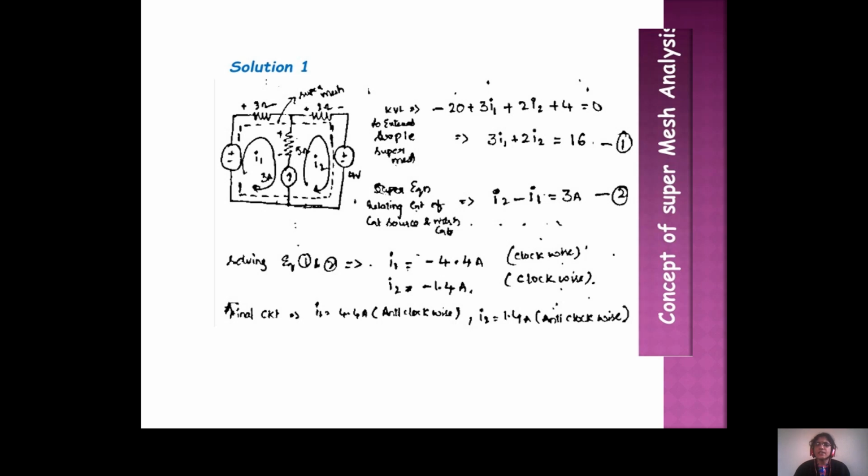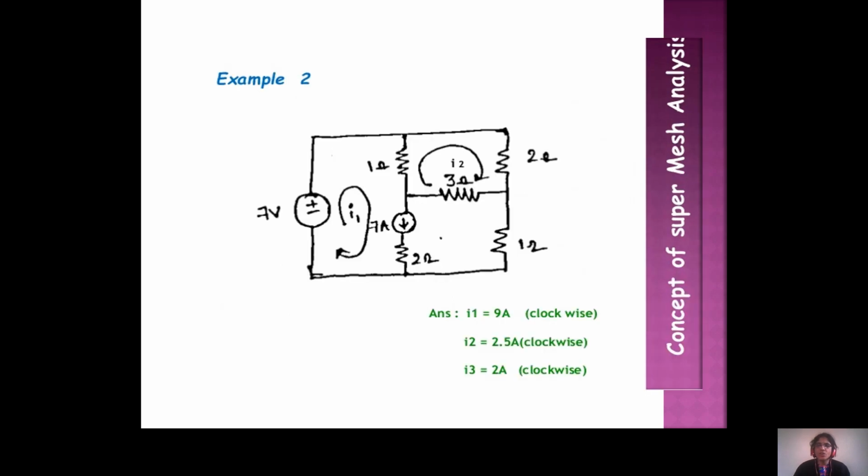There is another example, solve it. Here also the 7 amps source is connected between I1 and I2, and there is another loop, that is I3. Then you have to solve these equations. There are two loops, so three equations must be there. This is considered one equation, and I1, I3 is considered another equation, and you have to solve for these currents. So I1 is 9 amps, I2 is 2.5 amps and I3 is 2 amps.